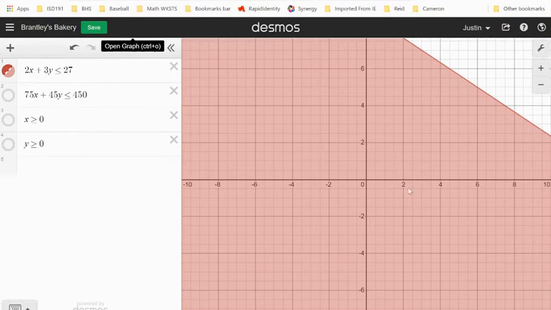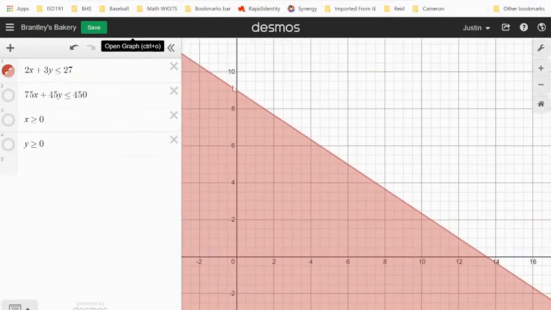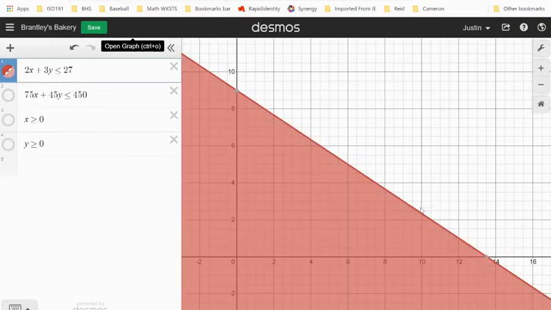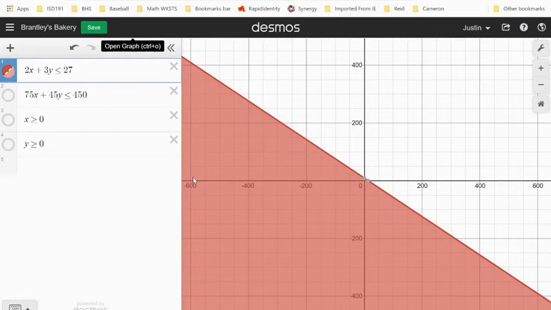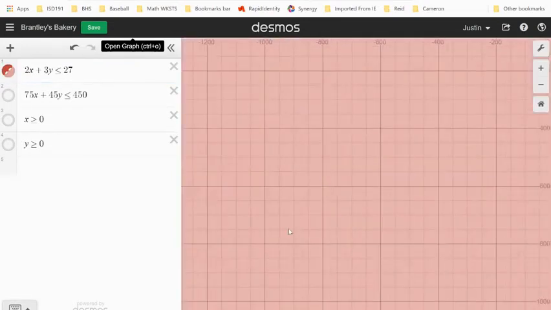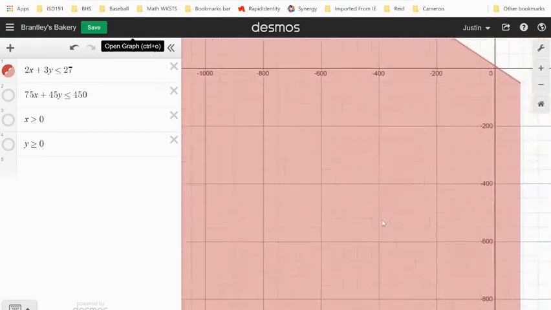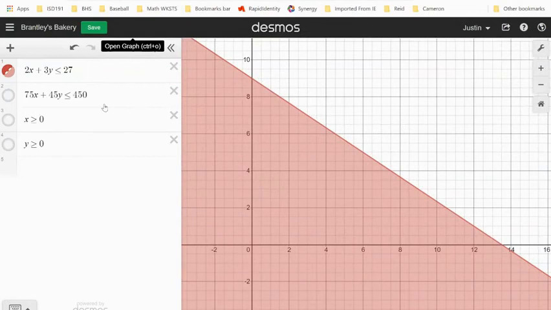If I graph the first inequality, I can see that we have a solid boundary line, and all of our solutions are in the red shaded area. Now keep in mind, this goes on forever, right? Look at these numbers, -600, -400, and that's going to keep going. So even these negative numbers are solutions to this inequality, even though it doesn't necessarily make sense for this problem for Brantley's Bakery. It's still a solution to that inequality.